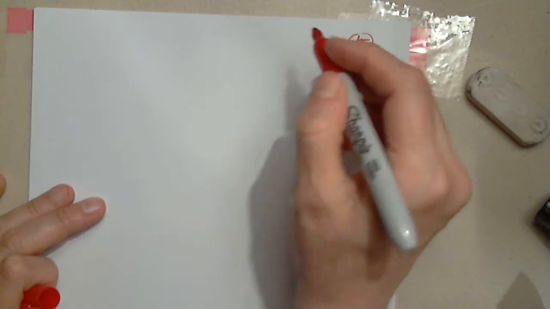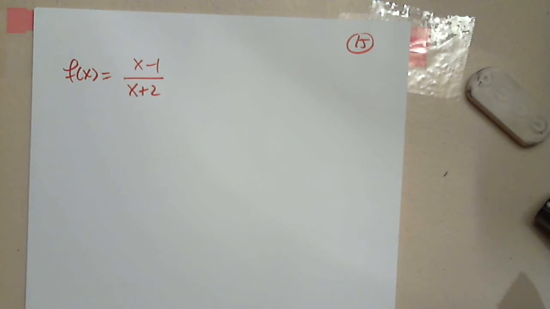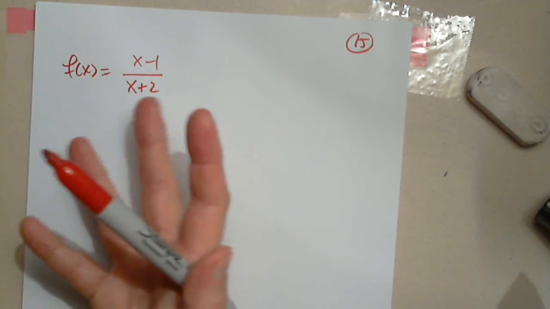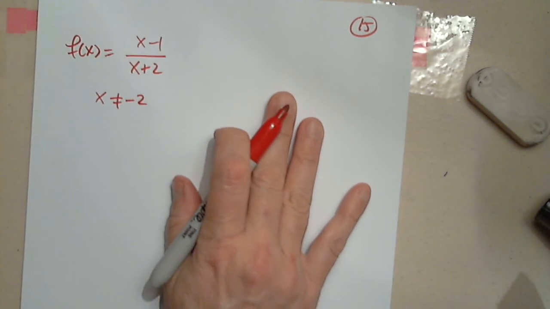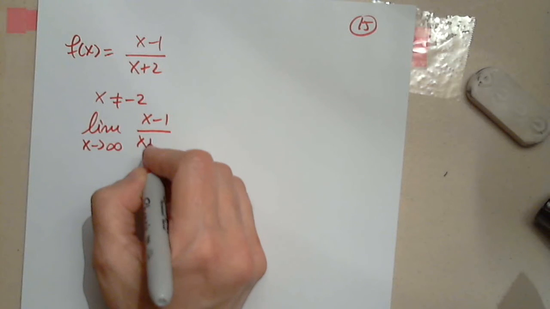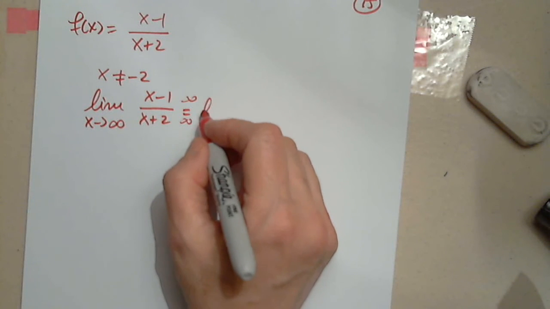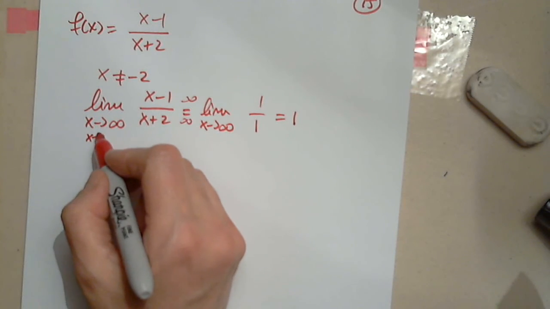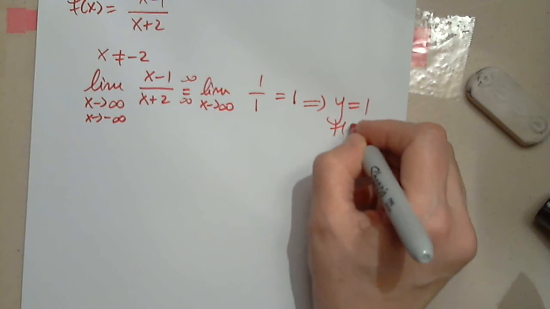Okay, so let's say f of x equals x minus 1 over x plus 2. Well, this is a rational function, and I already know a few things about it: x cannot be negative 2. I already know that the limit as x approaches infinity of x minus 1 over x plus 2 is infinity over infinity, and I will use L'Hopital's rule. So this is the limit as x approaches infinity of 1 over 1, which is 1. And that will not change for negative infinity. We've done this a long time ago. y equals 1 is a horizontal asymptote.